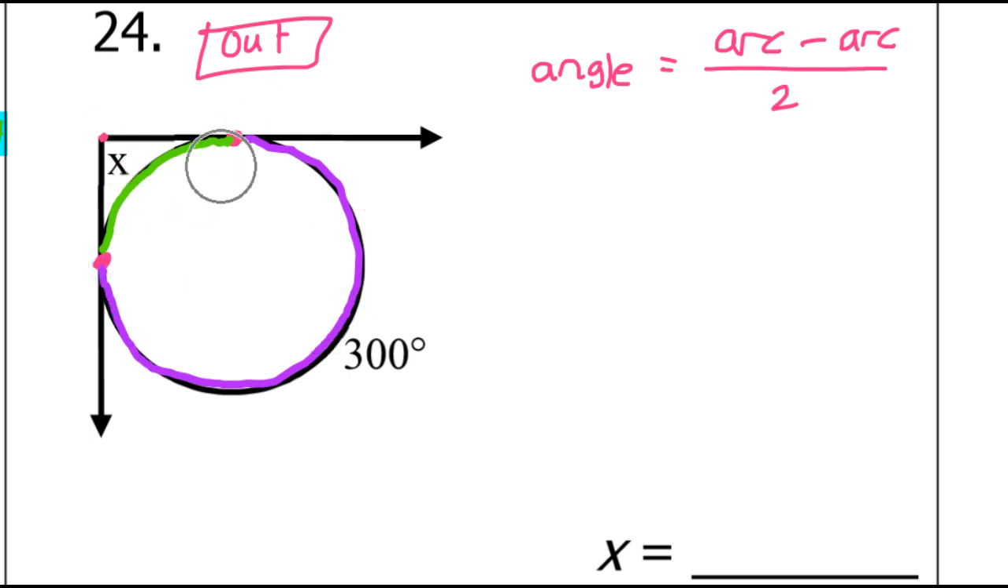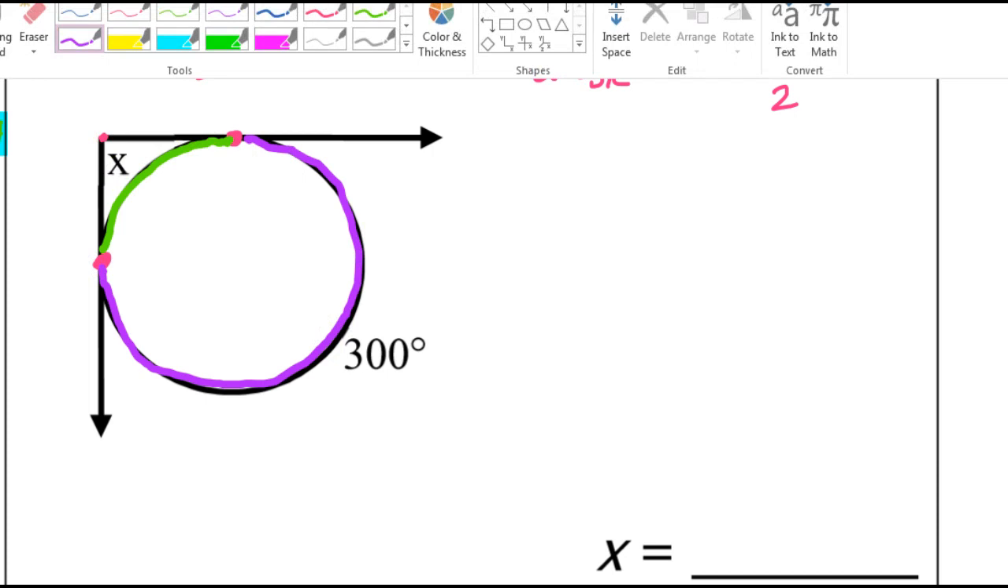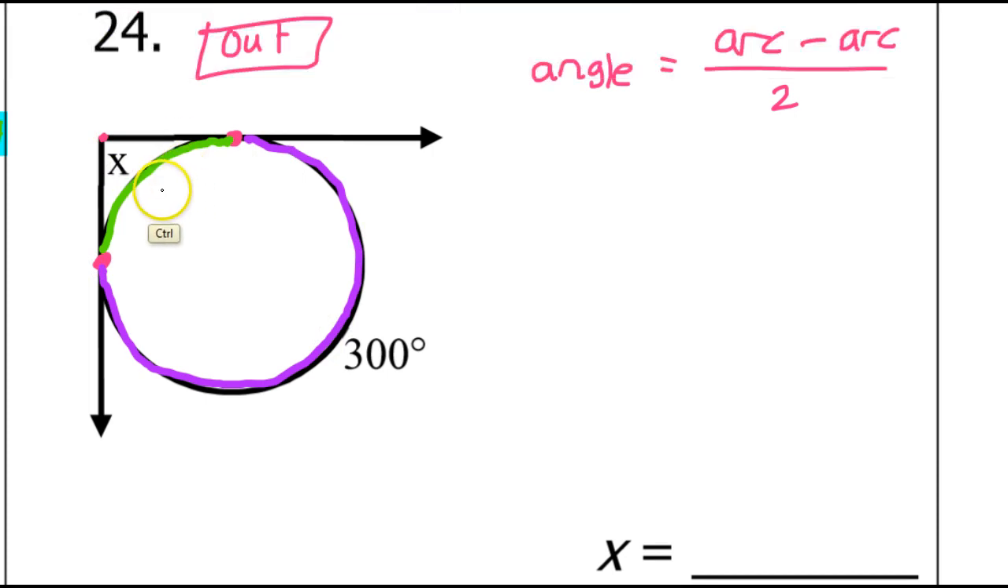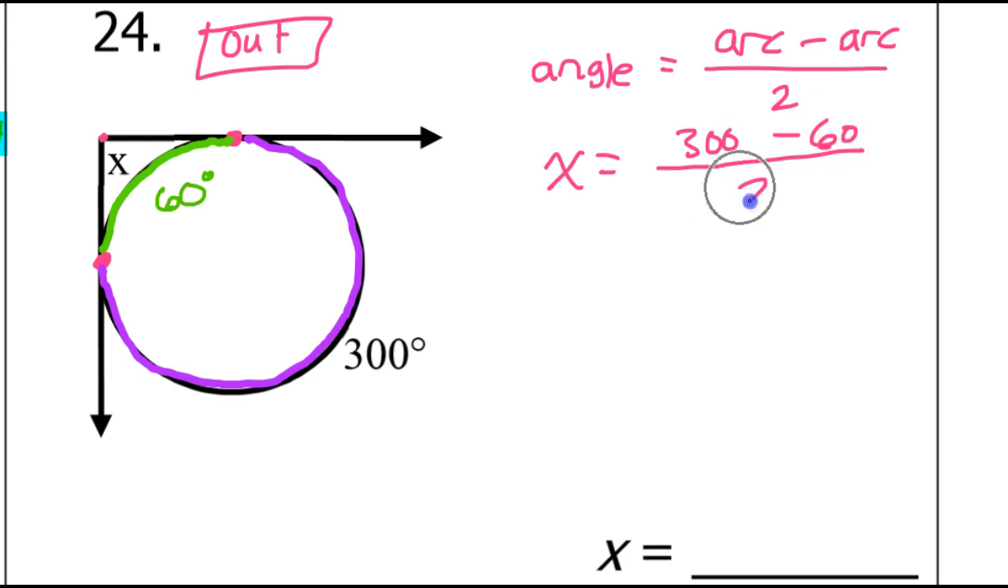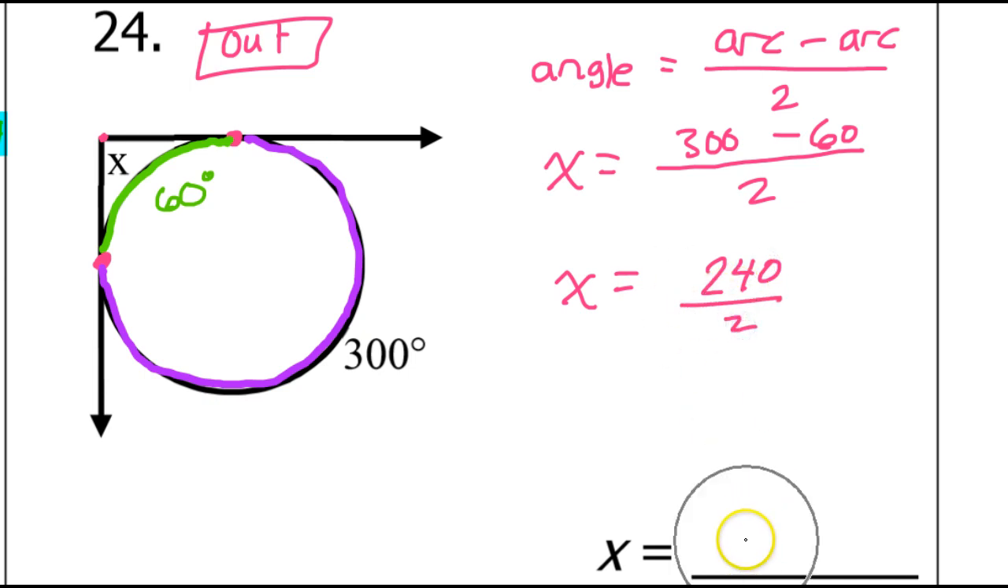They gave me the purple. They did not give me the green. You should be able to do this in your head, right? What's the green going to be? It's got to be 60, because that completes the entire circle, 360. So now we can do the rest of the problem. Okay, so the angle is what we're looking for, so x should be 300 minus 60 divided by 2. So that should be 240 divided by 2. So that should be 120 degrees.